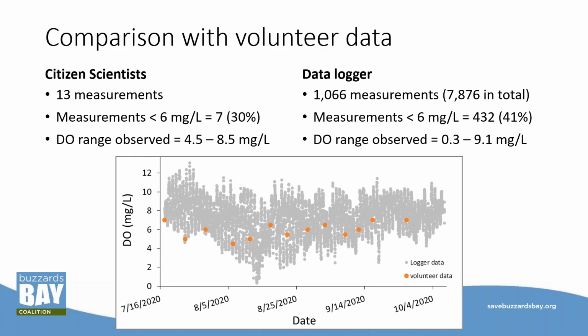And if we look at the overall range observed in both places, the citizen scientists measured concentrations between 4.5 and 8.5 milligrams per liter, whereas the logger measured from down close to 0 up to 9.5 or 9.1 milligrams per liter. So on the high end, we're seeing similar concentrations, but the logger is really capturing some low events that the volunteers aren't. And you can see, it depends on when the volunteer sample was collected. At the beginning of the season, it happened that when the volunteers were out there, we were near a low point. But as we get more into the season, some of those were missed.